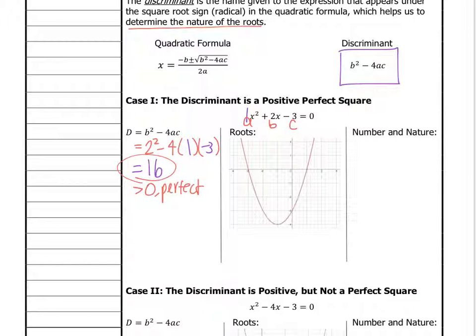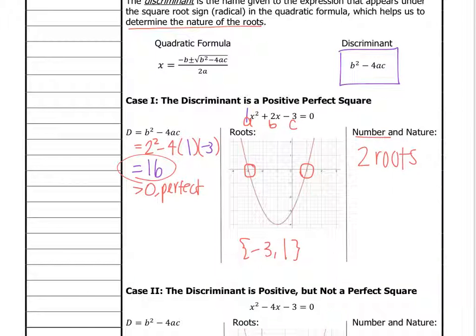Now if we look at the roots here, we can see that there are clearly 2 of them. Roots again are where you cross your x-axis. We have roots at -3 and +1. Now if we talk about the number of roots, there are 2 roots. And now we're going to describe the nature.